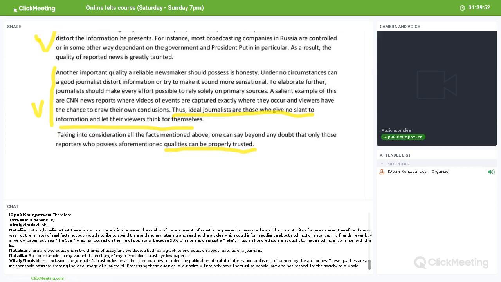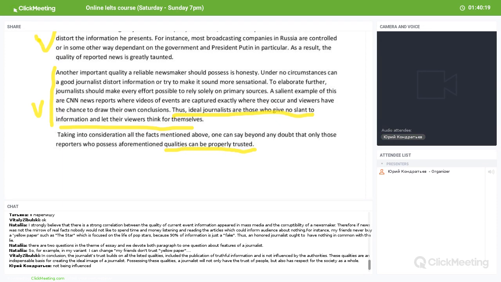"In conclusion, the journalist's trust builds on all the listed qualities, including the publication of truthful information and not being influenced" because you say including and another gerund, not being influenced. This is a passive gerund that would be very good for grammar. "Influenced by the authorities." You should mention not just authorities, but local rich businessmen, for example, too. So third party influences, you can call them.